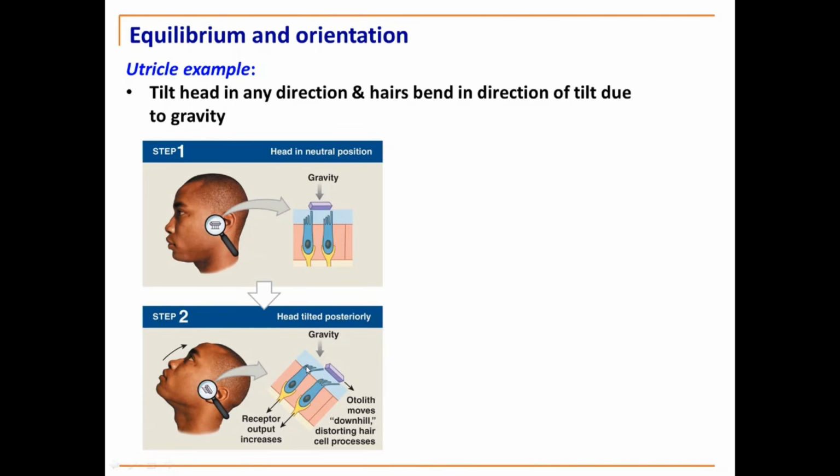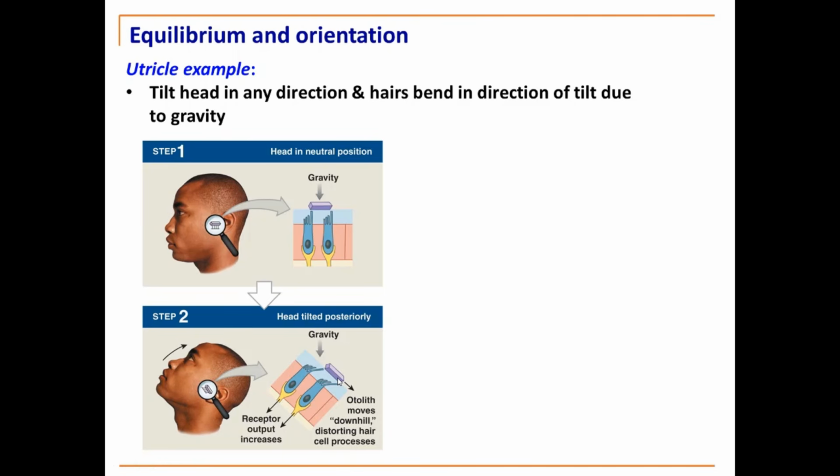So the otolith moves downhill because it's heavy, remember, so it's responding to gravity. It's pulling everything downhill, and it's distorting the hairs because that is a gel. Remember, that's a gel layer. You've got a heavy otolith. Gravity is now pushing on it. The otolith moves down, the gel is moving down and pulling the hairs with it, and so you get your receptor output increasing.